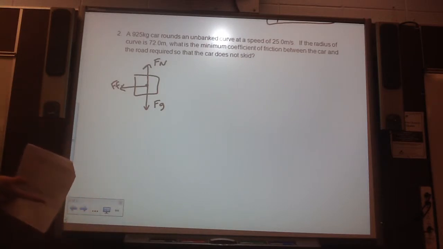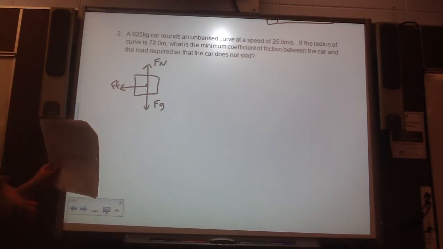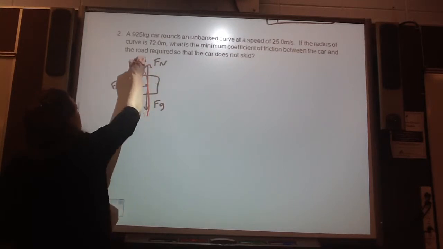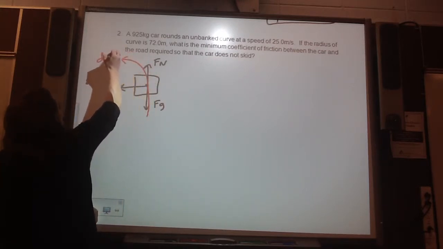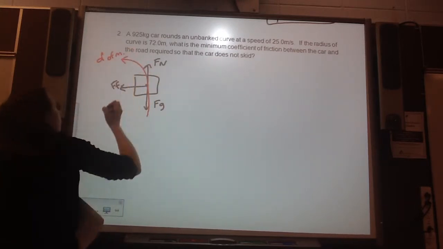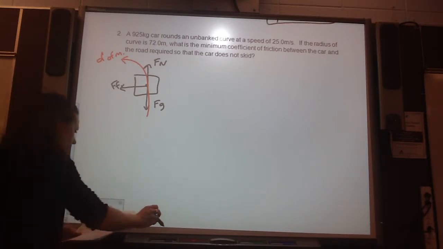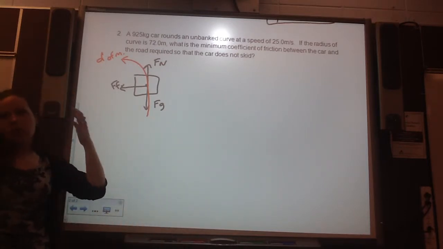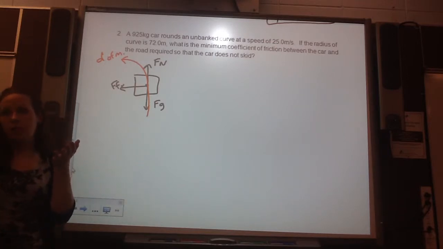Now, when it's skidding around, we're assuming that there's not going to be an applied force anymore. It's skidding around, so here's the car going around the curve. Since it's a horizontal system, we know that Fn is equal to Fg because it's not floating up or down.